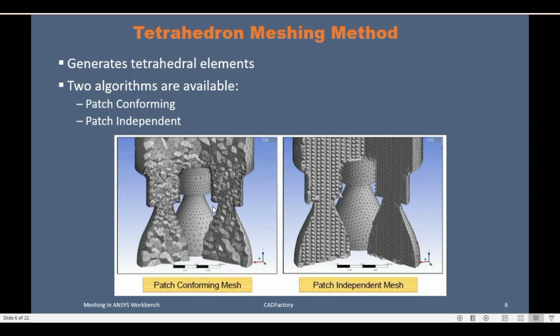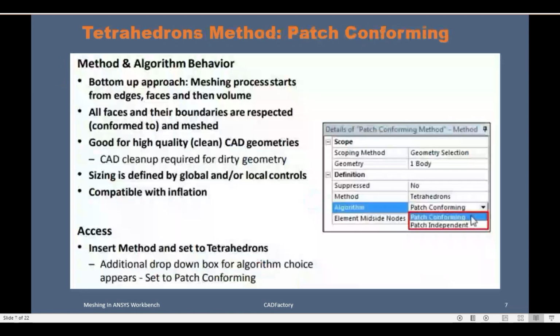There is a section plane, and this section plane indicates the unstructured mesh inside the core of this geometry, and here you can see the structured mesh inside the geometry. So this is the difference between these two mesh methods. So let's begin with the first method, that is patch conforming. This is a bottom-up approach.